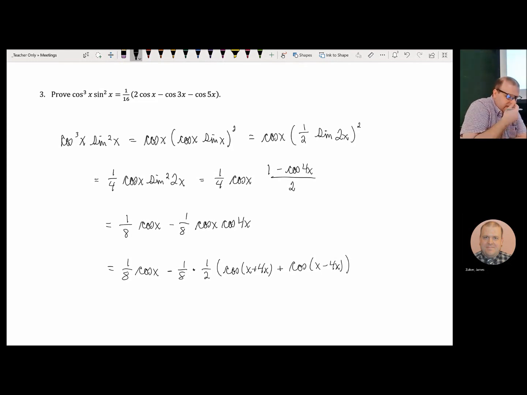All right, I see where the 1/8 comes from. Where did cosine x times cosine 4x come from? Oh, wait, distribute. It has to distribute, yep. They're the same thing, are they not? Yeah. So 1/4 cosine x distributes into both of those terms. Okay.